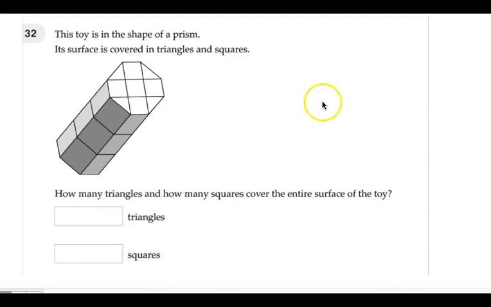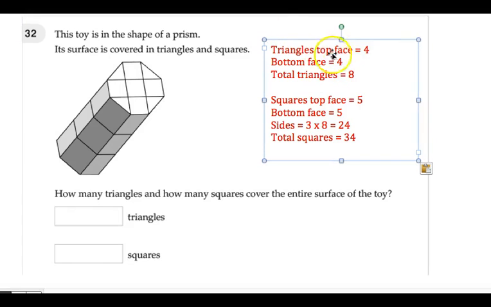So triangles on the top face is 4, on the bottom face you would have 4 as well, so the total triangles is 8. Now let's look at the squares. Let's look at this top face here. We've got 1, 2, 3, 4, 5. So squares on the top face is 5. You'll also have the same underneath, 5.